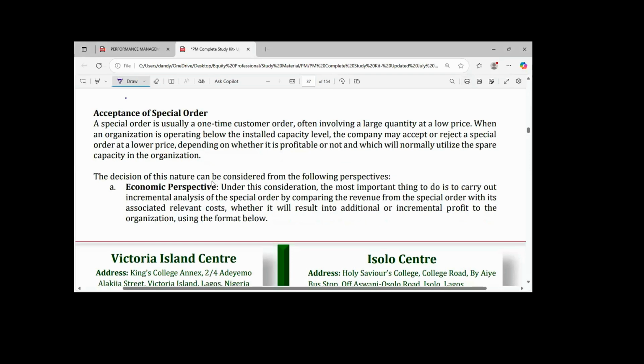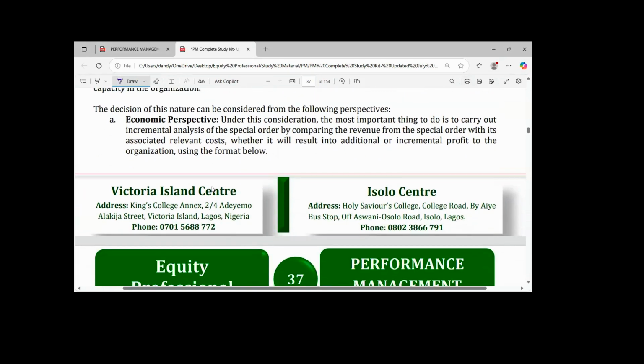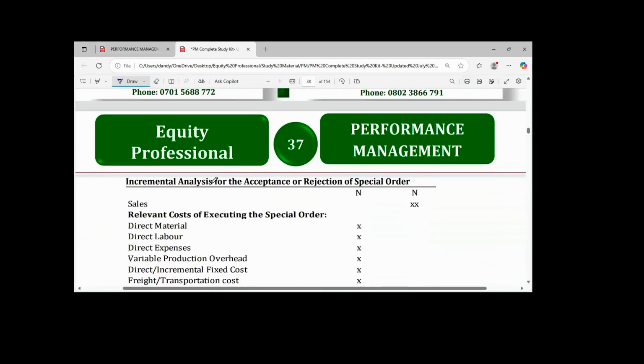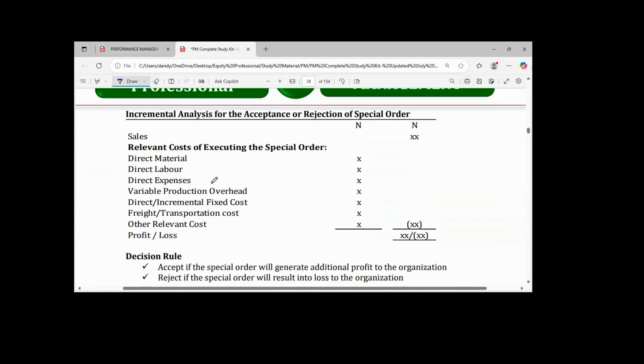Now, how do you then determine the acceptance or rejection of the special order using economic analysis? There is a format that you can apply to determine the profit or loss arising from the special order. This format is only useful if in the question you are given the sales value or the selling price. That is only when you use this format.